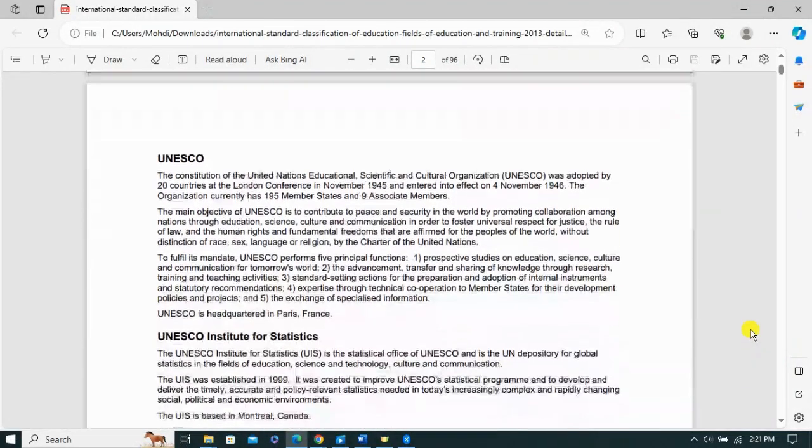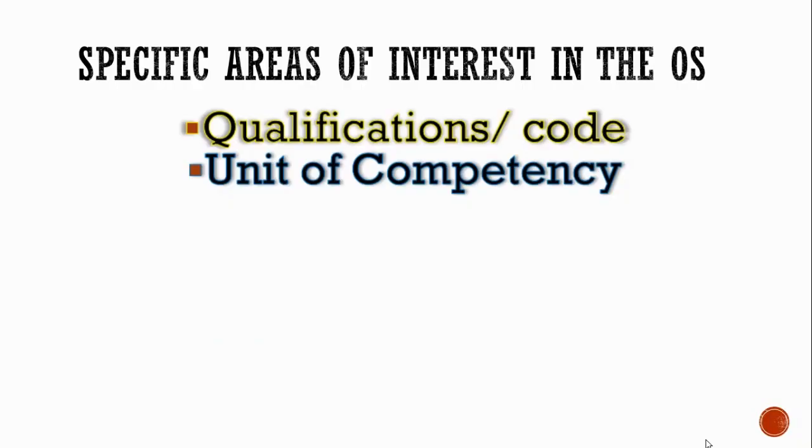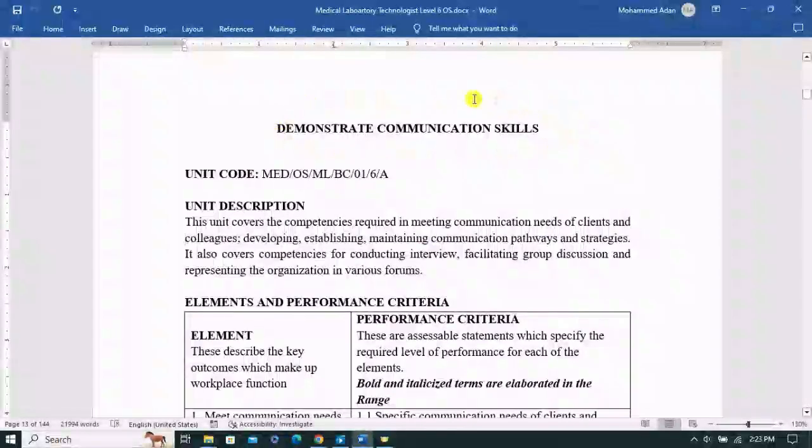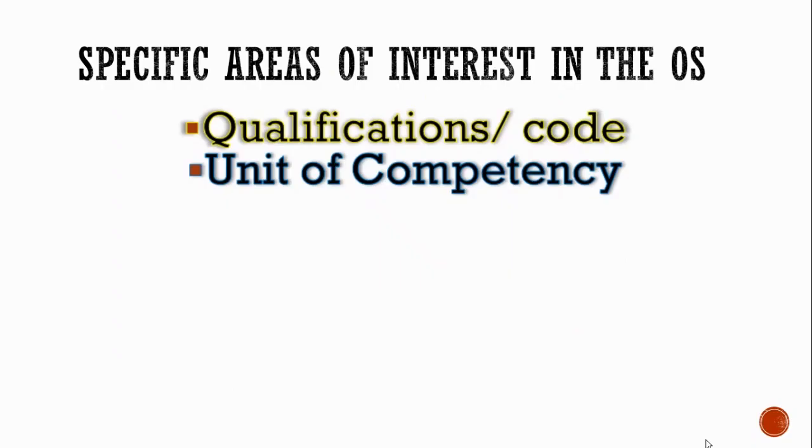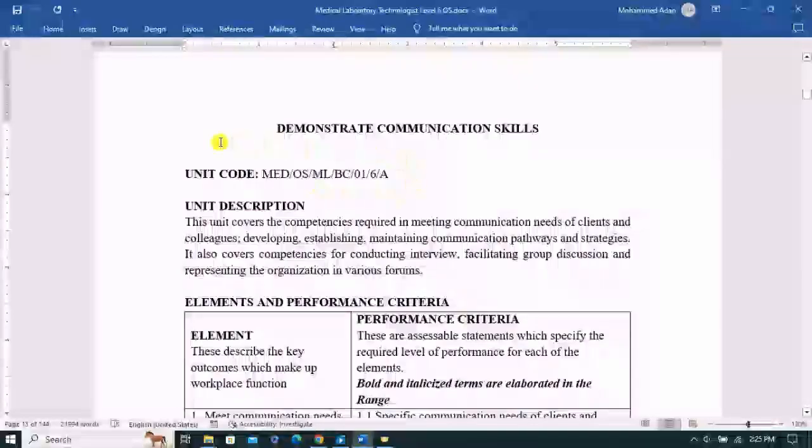Another specific area on the OS is what we call the unit of competency. And again, we did talk about unit of competency during our OS, and we say that they are usually developed by the industry experts and are used to ensure that workers or learners have the skills and knowledge that they need to be successful in their job. And of course, each unit of competency has its own unique specific code.